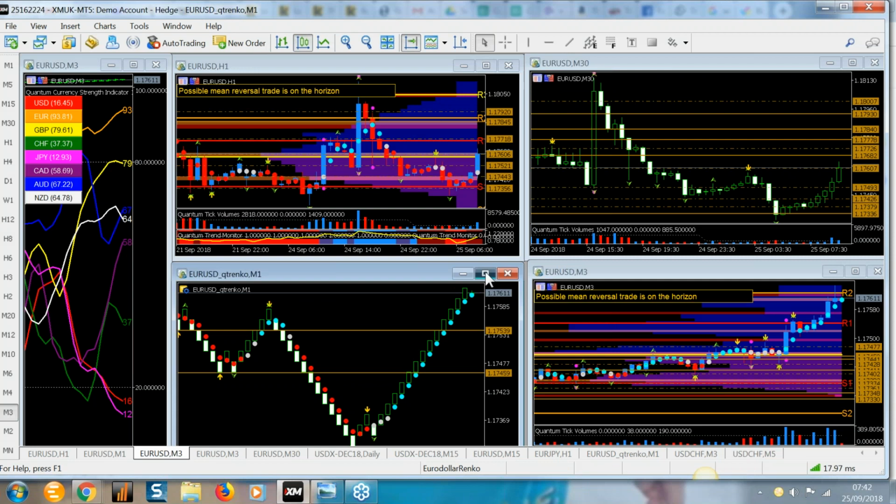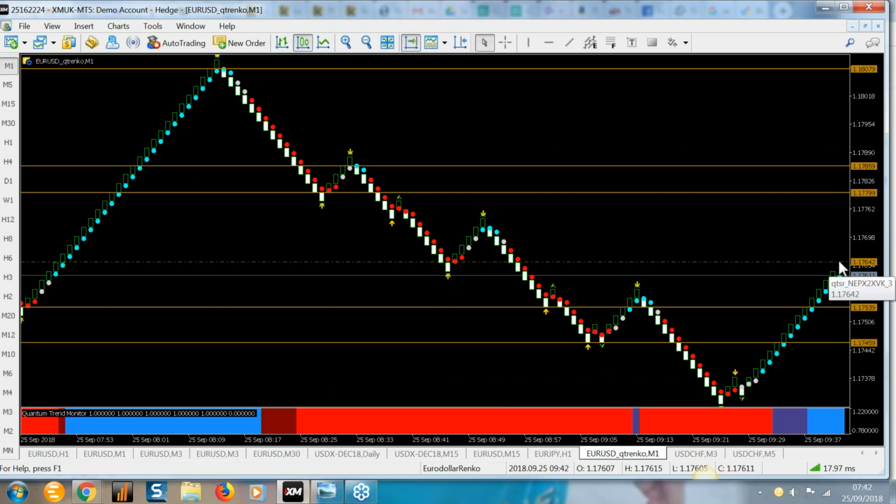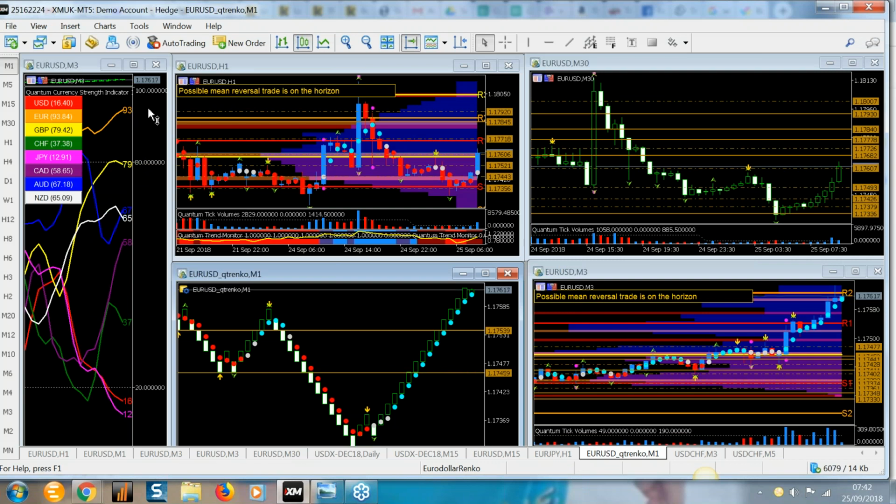I'm going to keep an eye on this. This is still moving higher. I'm still looking at 1764 here. I can also see on the CSI, this is looking very, very overextended.